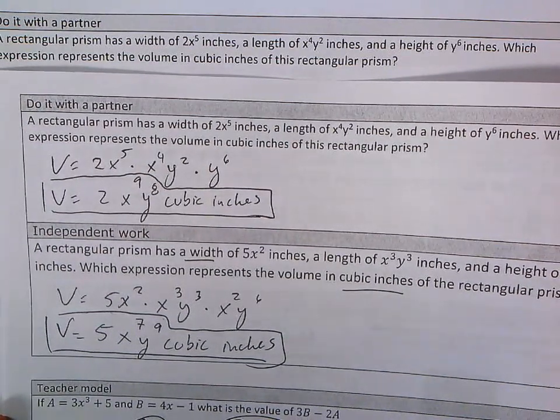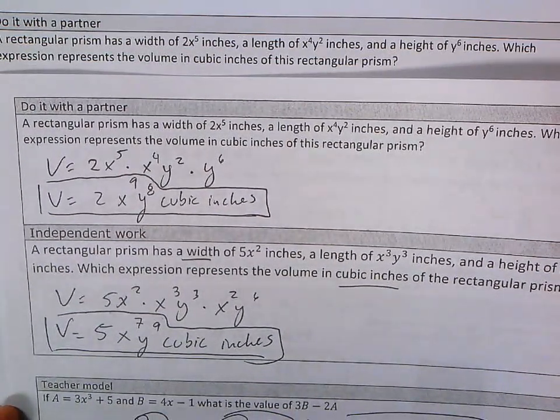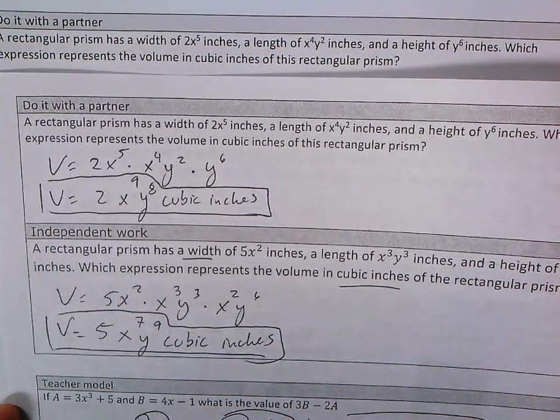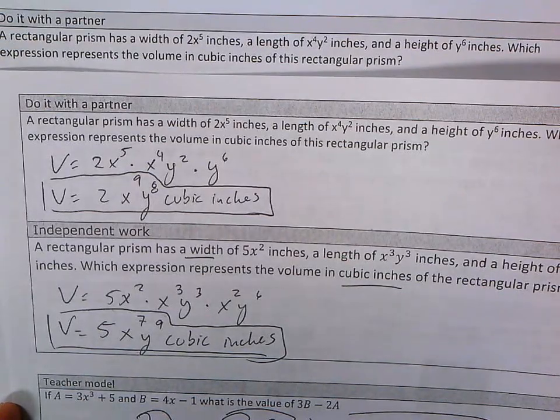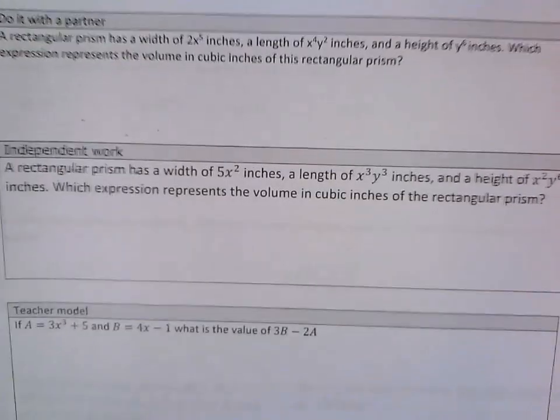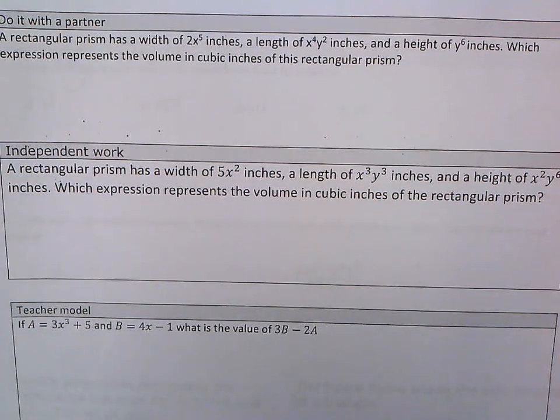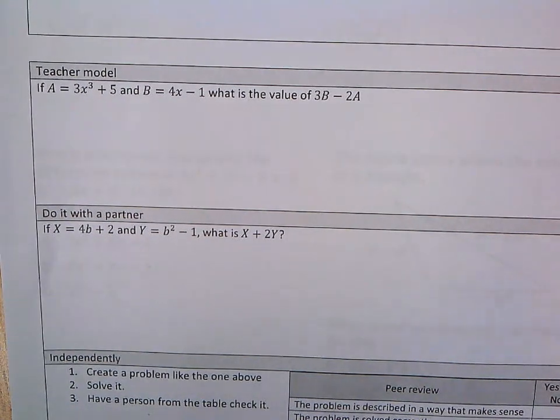Something that I will tell you to do is don't just write down the answers. Try to understand why you got it correct or why you got it incorrect, and make sure you fix those mistakes. Okay. With that being said, let's jump into the last problem that we will review. And it's this problem over here. It says if a is equal to 3x to the power of 3 plus 5 and b is equal to 4x minus 1, what is the value of 3 times b minus 2a?